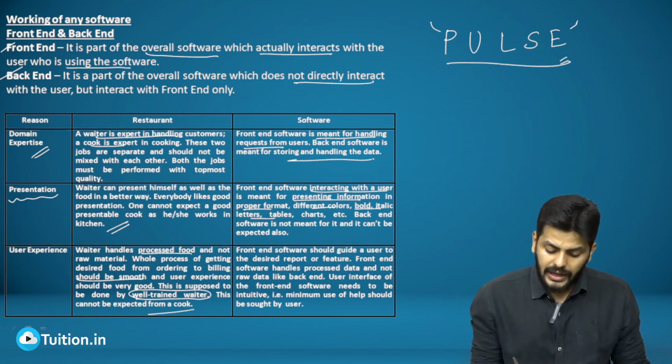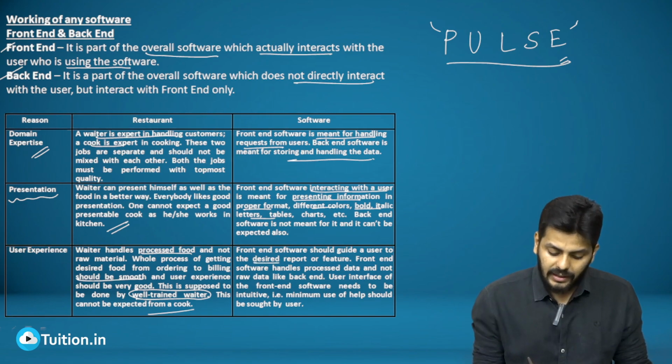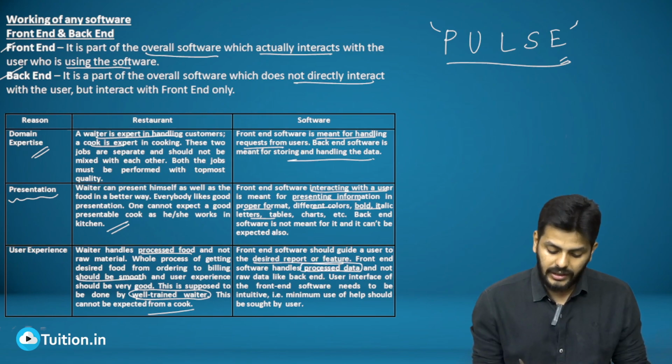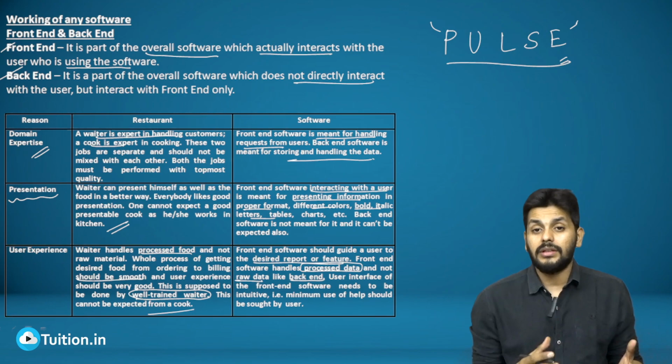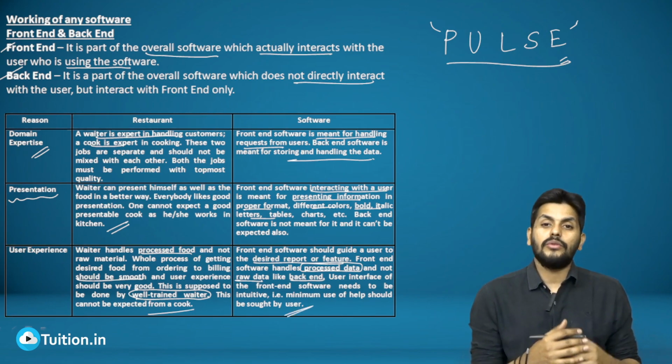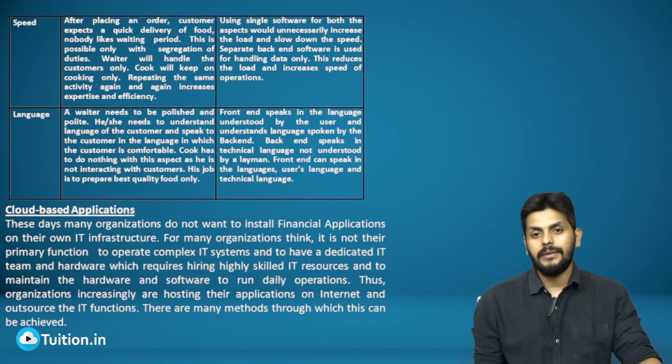Front-end software should guide a user to the desired report or feature. Front-end software handles processed data and not raw data like the backend. The user interface of the front end needs to be intuitive. That means something that the user can infer and understand with minimum help. If the user is doing everything, then why will we have this, right?